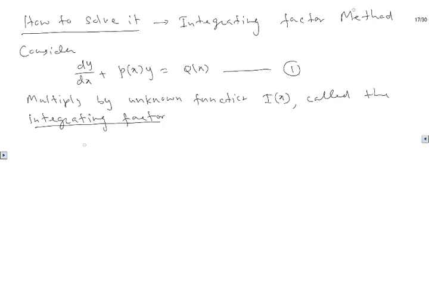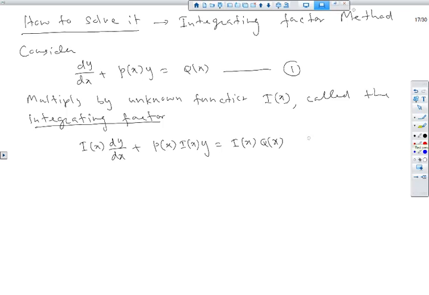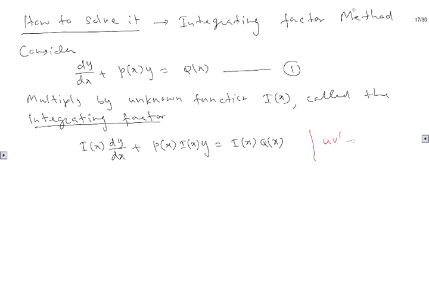So once you multiply, what do you get? You get I(x) dy over dx plus p(x) I(x) y, and then on the right side I(x) q(x). So we simply multiply by a function I(x). Now we're going to make a big assumption, because we need to make the left side the derivative of a product. So according to the product rule, what's the product rule? uv prime plus vu prime.